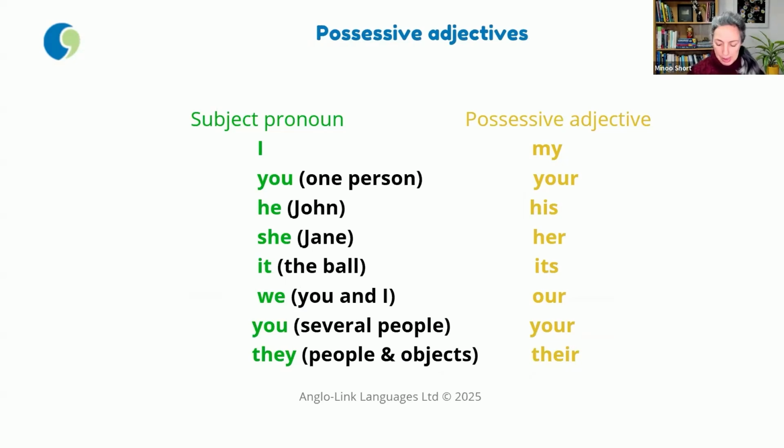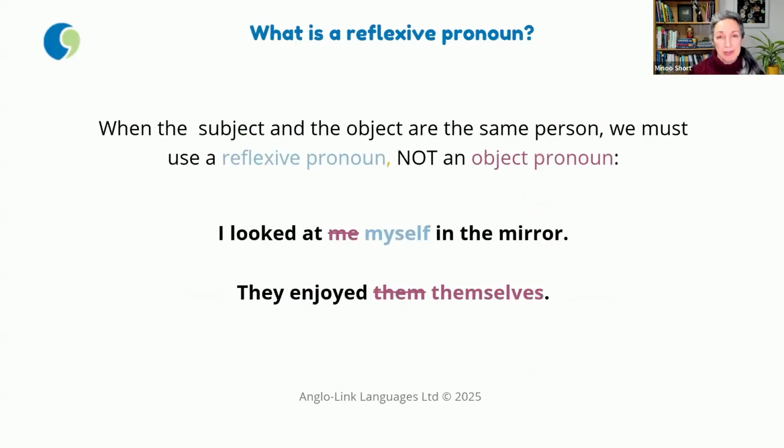Right, that brings us to the next group, which is reflexive pronouns. What is a reflexive pronoun? When the subject and the object of a sentence are the same person, we must use a reflexive pronoun, not an object pronoun. So we don't say, "I looked at me in the mirror." We say, "I looked at myself in the mirror." Or we don't say "they enjoyed them," we say "they enjoyed themselves."